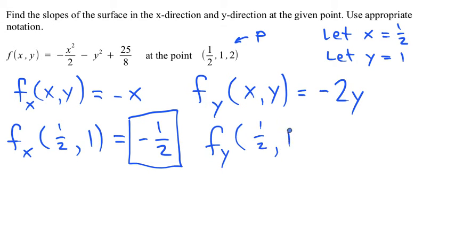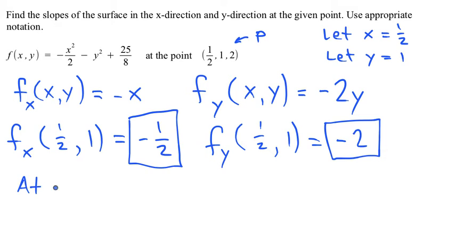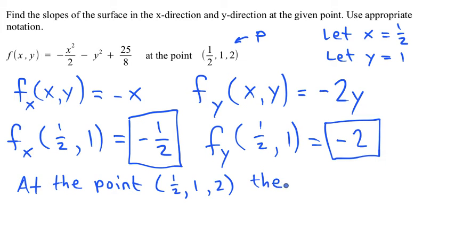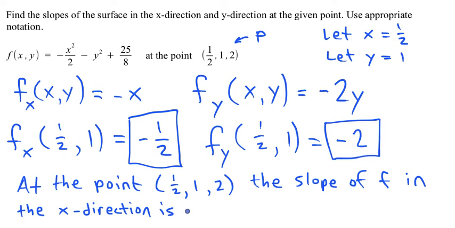And negative 2. So at the point (1/2, 1, 2), the slope of f in the x direction is negative 1/2. And it's negative 2 in the y direction.